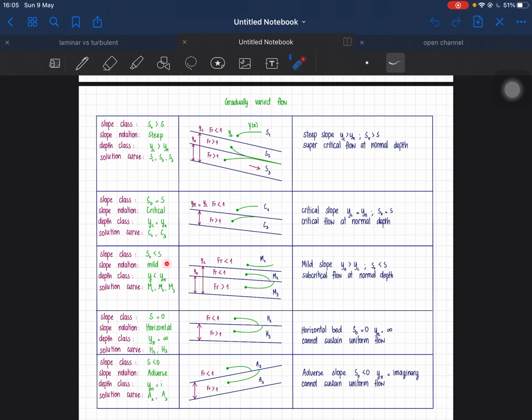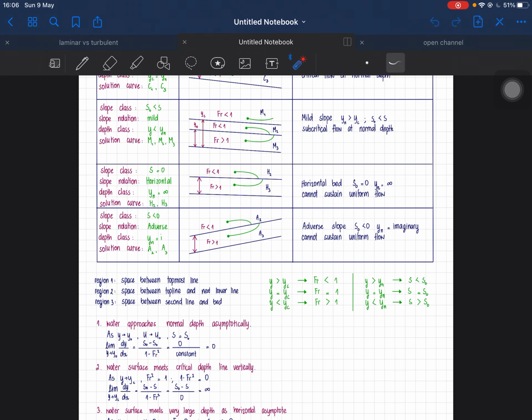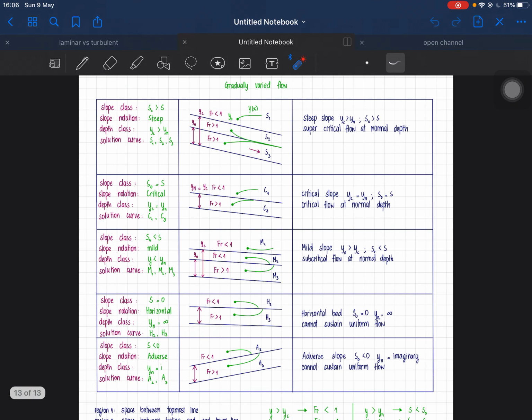stands for adverse. So why are these numbers 1, 2, 3, or sometimes only 2? Why is it 1 and 3 here, but 2 and 3 for this one? Because these are the regions that break apart between each line. Region number 1 is the space above the topmost line. For M1, it's going up here and up here, so it's the space above the topmost line.